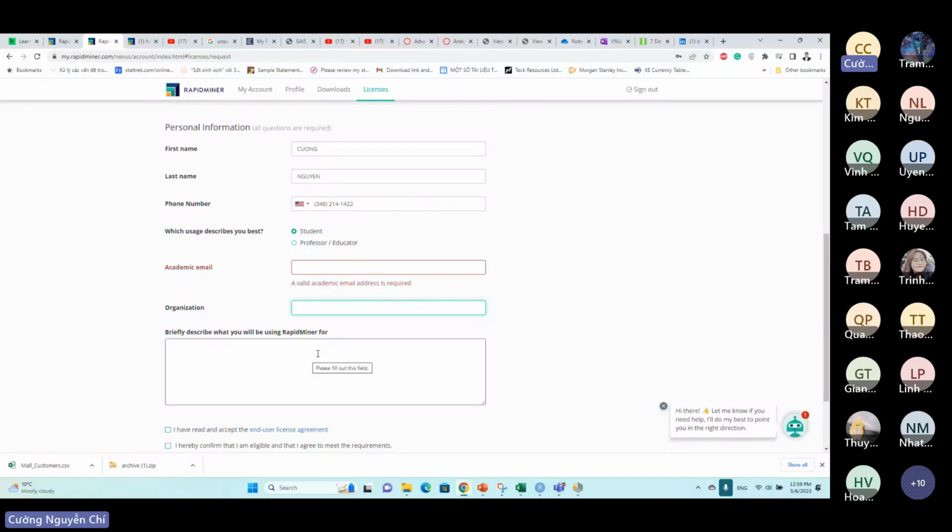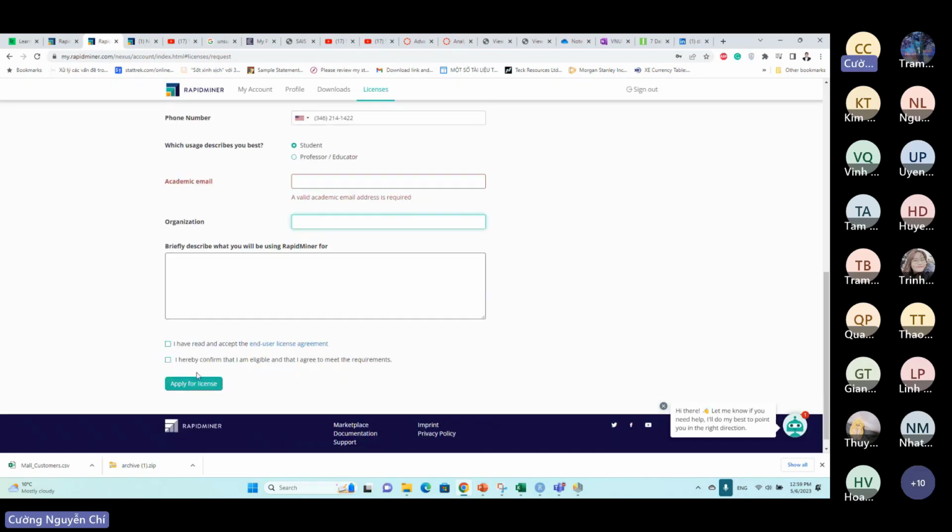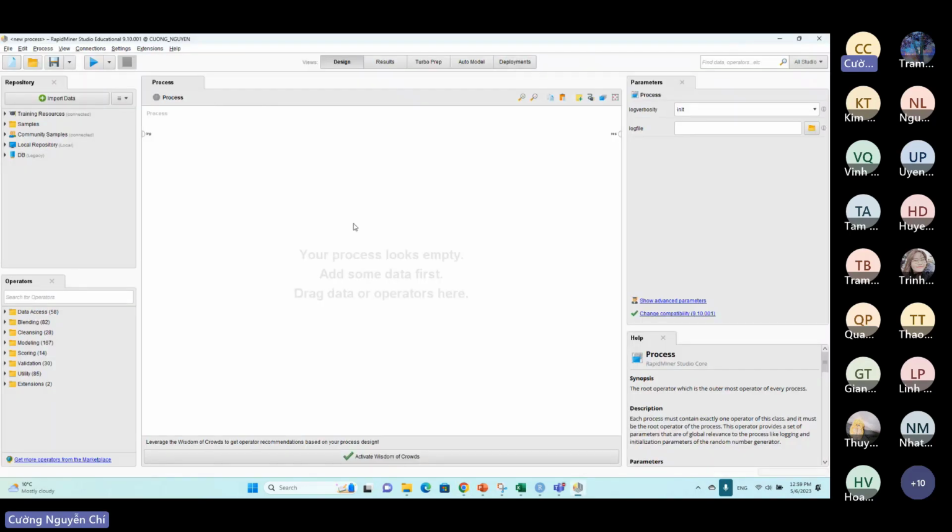Okay, in my ABA class, we're going to use it in some sessions, like numbers 8, 9, 10 about data mining, and just apply for the license. They will release the license for you very quickly, in just a few minutes or maybe an hour. And after that, you are free to use your RabbitMiner totally free. That helps you save about $100 a year for the license.